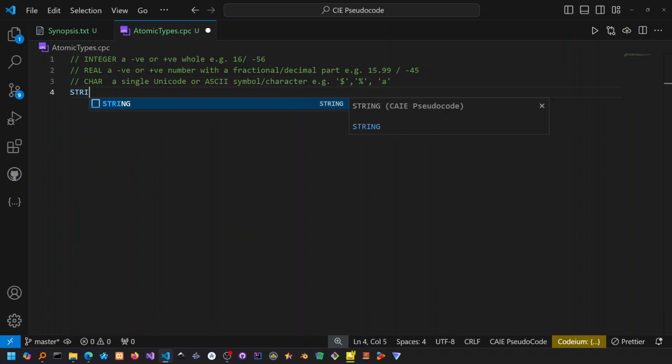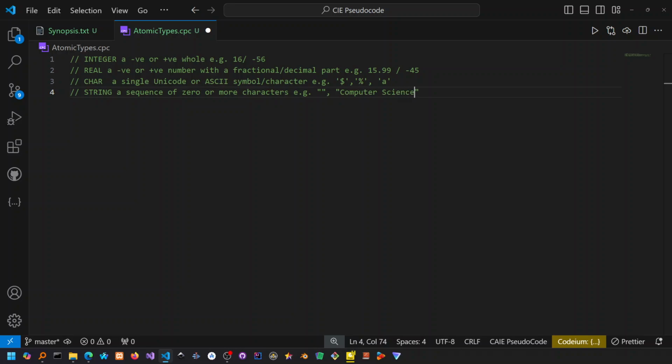Then we also have a string. This is going to be a sequence of 0 or more characters. Right, so for instance, this will actually be a string. We essentially call this one an empty string, and it has its uses in the programming world. Then you can also have a string like computer, just like that. So that would be a string.